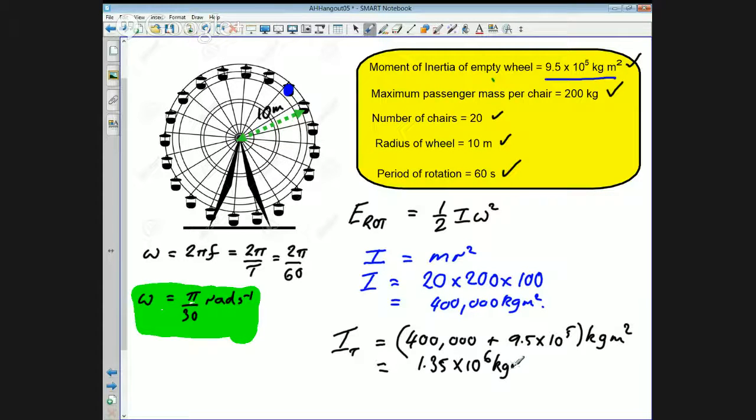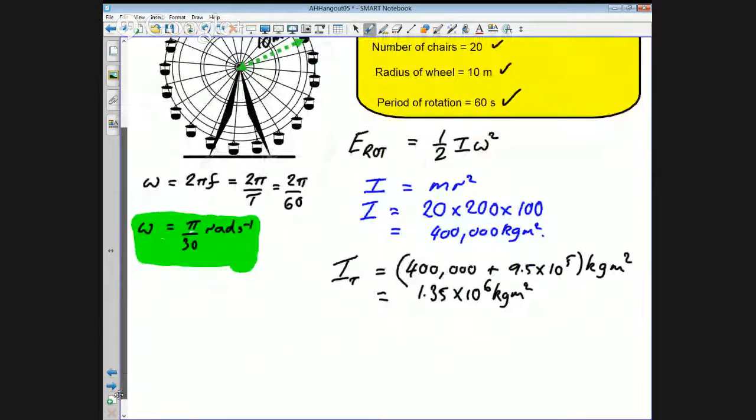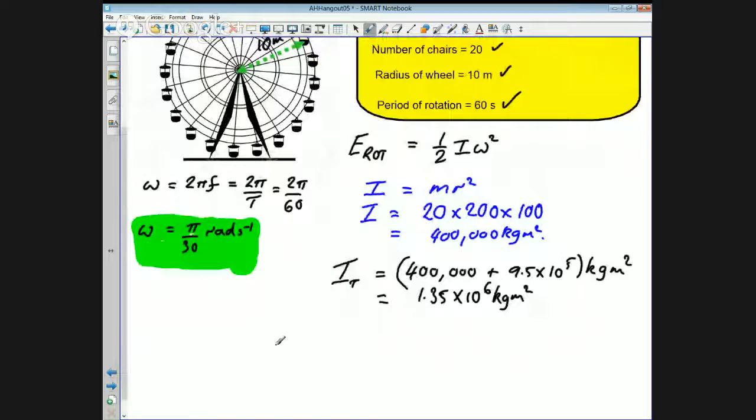All we have to do is use our rotational energy equation. The energy of rotation is equal to 1/2 times the total moment of inertia times omega squared. We just plug in the numbers. It's quite easy to do after this now: 1/2 times 1.35 times 10 to the power 6 times omega squared.